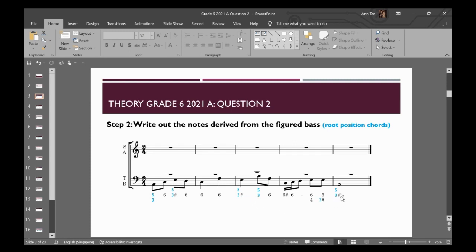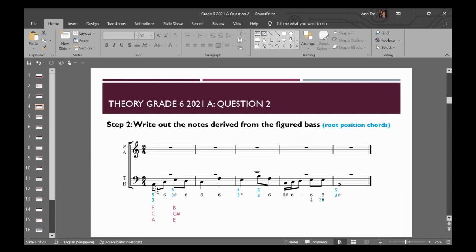And we notice there are sharps indicated. And when there's a sharp indicated with no figures, it refers to the third from the note given. Next, we write out the notes so that it's really clear as to which notes we need to double next.